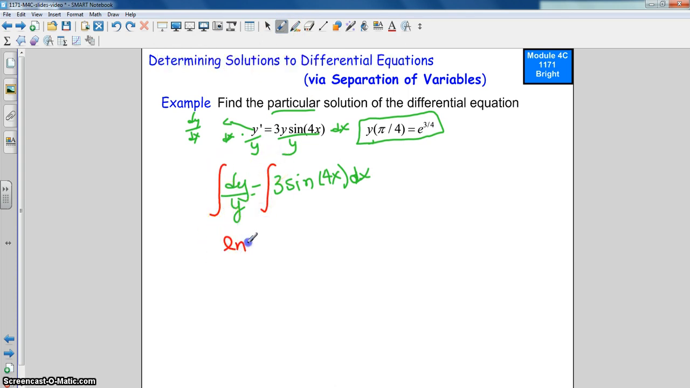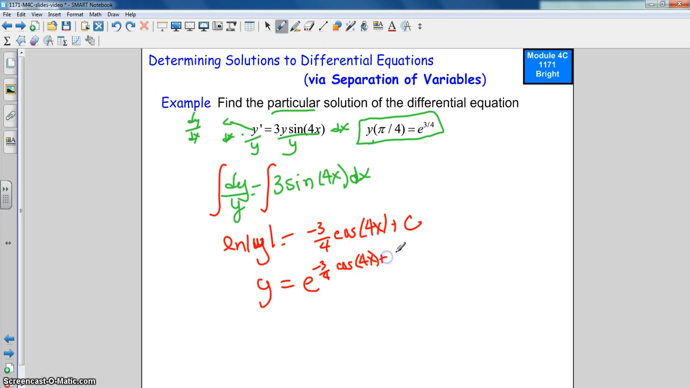So this side, the antiderivative, natural log of the absolute value of y is equal to, and this side is going to be minus 3/4 cosine of 4x plus c. Okay, and now I'm going to solve for y. Remember I can switch this from logarithmic form to exponential form. So e to the minus 3/4 cosine of 4x plus c.